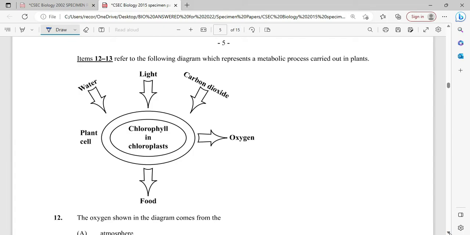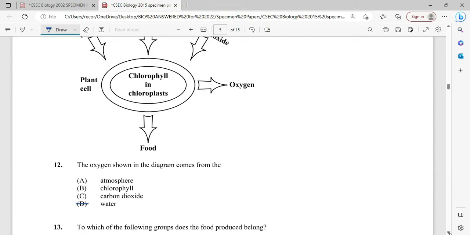Items 12 to 13 refer to the following diagram, which represents a metabolic process carried out by a plant. The oxygen shown in the diagram comes from the water that is supplied for photosynthesis.